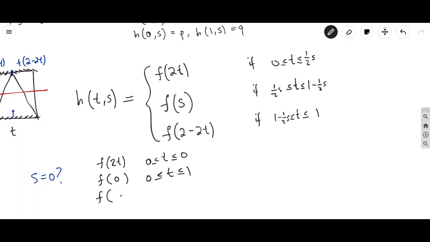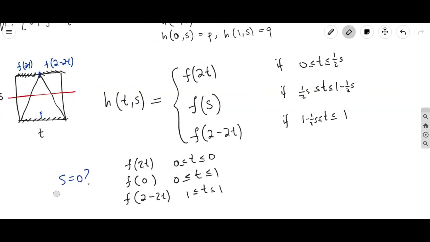And then we get f of 2 minus 2t for t between 1/2 and 1. So if t is between 0 and 1/2, that's just f of 0. That's f of 0. And this is t equal to 1. So all of these are f of 0. So what are you getting? You're getting the constant path, f of 0. That's the point at which you start. So that's good, right? If you set s equal to 1, then how do the conditions change?